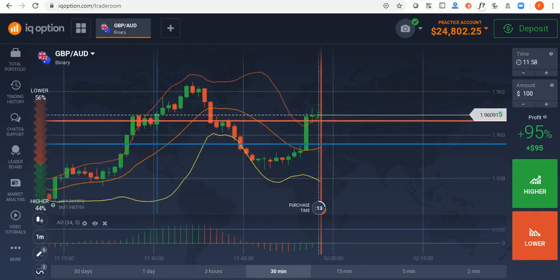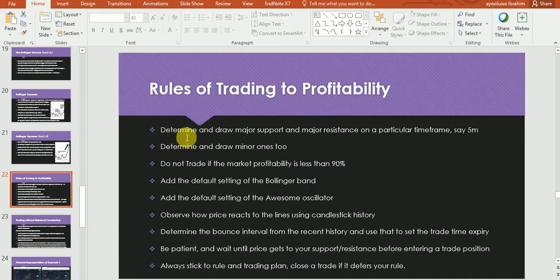Okay, so going back to our pipe representation, the first thing is what? To determine and draw your major support and major resistance on a particular time frame. For the sake of this, I drew what? I used 1 minute. So determine and draw the minor ones. Yes, I determined and drew the minor ones, but unfortunately the minor ones that I drew for this presentation did not hold. That does not mean it doesn't work. It also works most of the time, but like I said, the best result is always gotten at the major ones. The minor ones can also help you at times to make money.